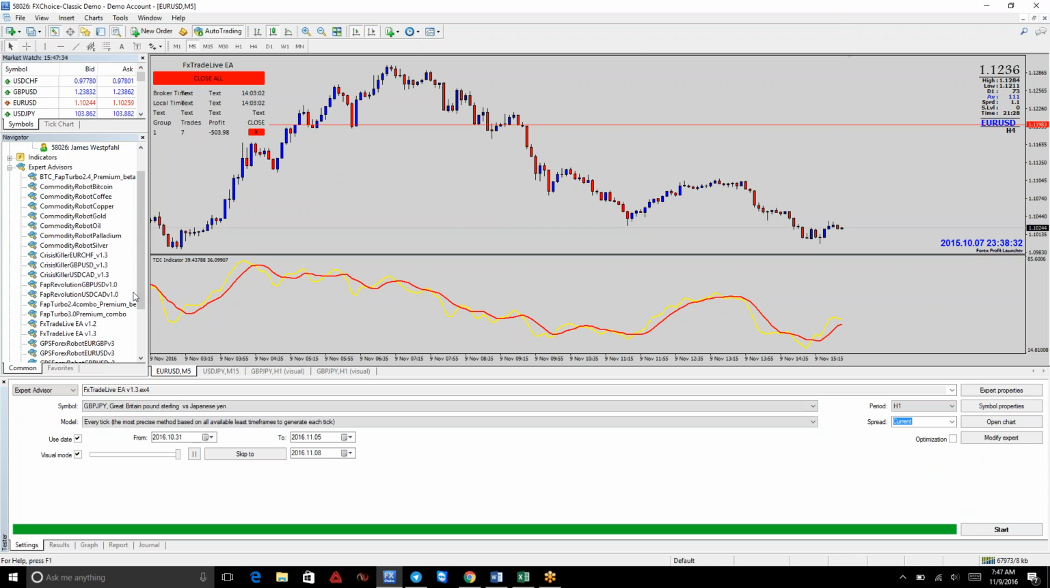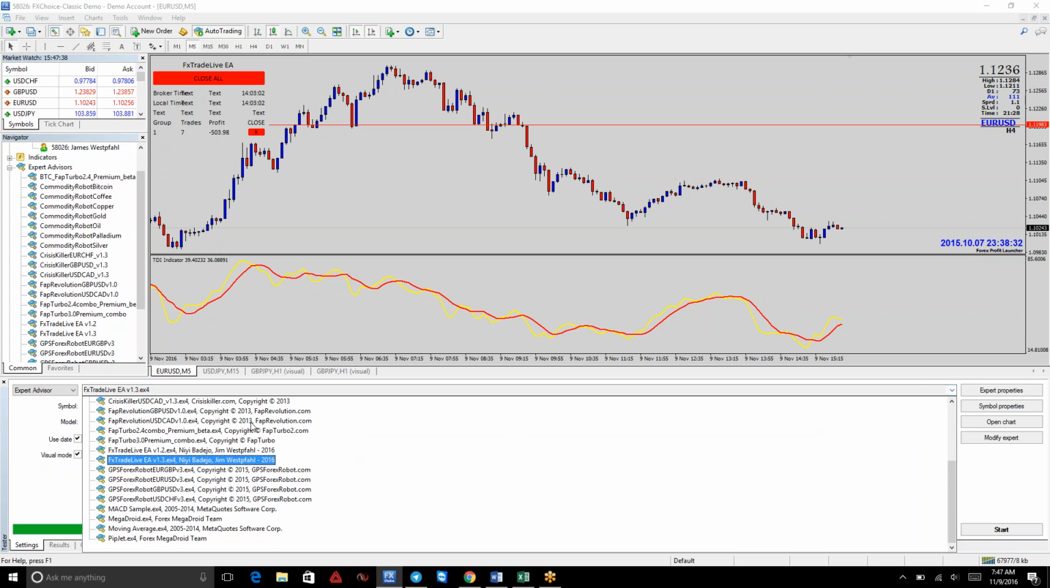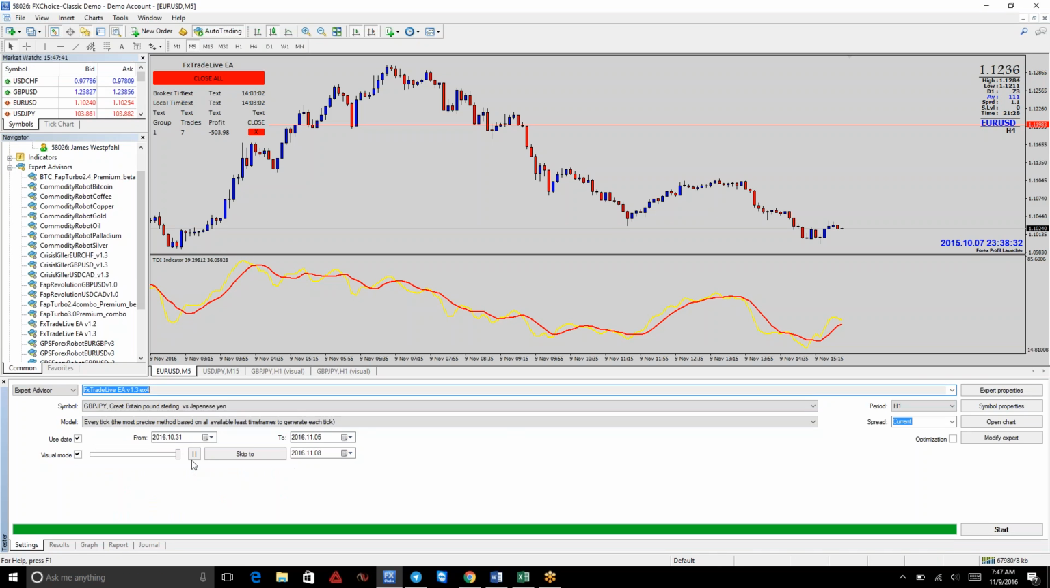So you load the EA like normal, and then you have to select it out of your list here. Select the pair you want it to trade, symbol, use every tick, and then date. Click use date and pick the time frame you want it to test. Visual mode, so if you want to see it going on the chart, you have to have this selected, and then move this slider bar. This slows it down all the way to the right, speeds it up as fast as it goes.